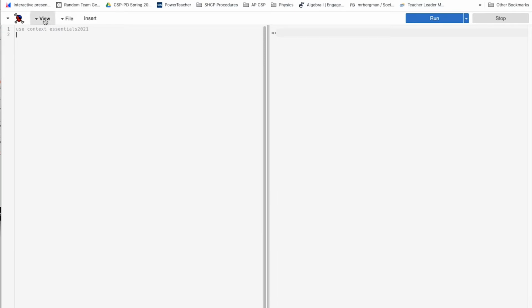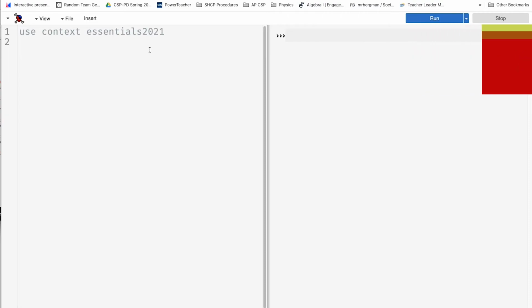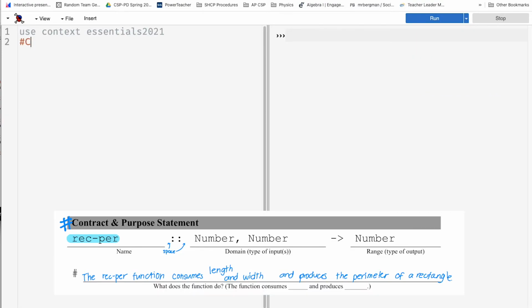All right, so this is Pirate, and I just opened up a new window. This is code.pirate.org, and what we're going to do is type in all our sections, okay? We're going to first type in the contract and purpose statement. In this contract and purpose statement, we are going to include the function name, and space, right? And capital N because our data types are capitalized.